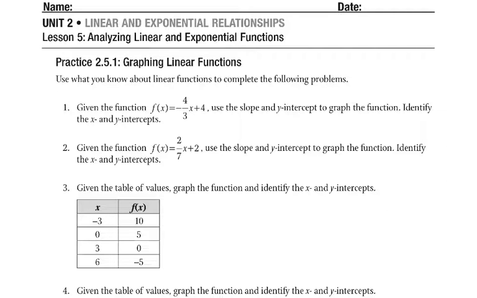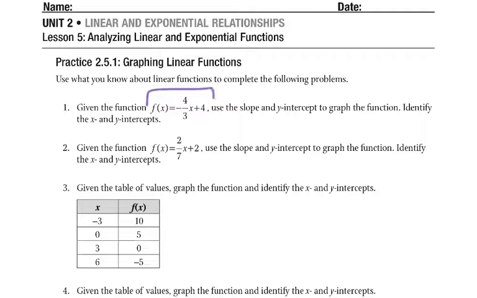Here we are, Math 1, Practice 2.5.1, Graphing Linear Functions. Okay, so we're going to deal with those linear functions, a few of their features of functions. I may talk about more, but we'll deal with it that way. Alright, 1 and 2, it says given the function, then it gives us our function.